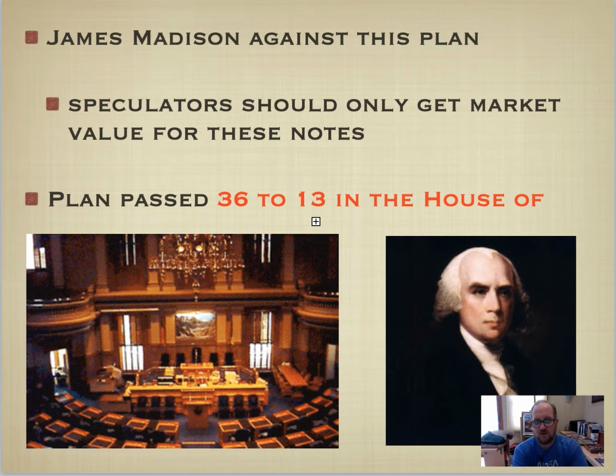James Madison was very much against this plan. This is where James Madison starts to turn against Hamilton and his Federalist ideologies. And again, the biggest issue was that speculators would get more than market value for these notes, when market value is all Madison wanted them to get. In reality, this plan will pass 36-13 in the House of Representatives.